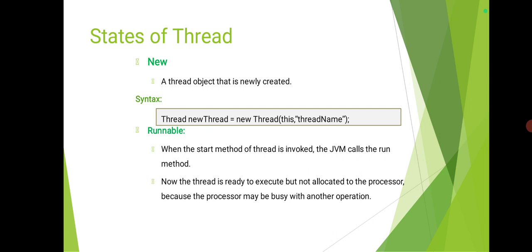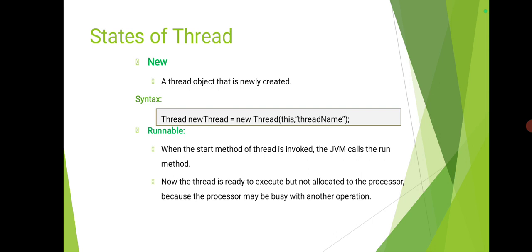The second state is runnable. When the start method of a thread is invoked, the JVM calls the run method. Whenever we are running a thread program, the JVM automatically invokes the run method. Now the thread is ready to execute but not allocated to the processor because the processor may be busy with another operation. If I am going to print 10 pages of a document, I need to print the document one page at a time.